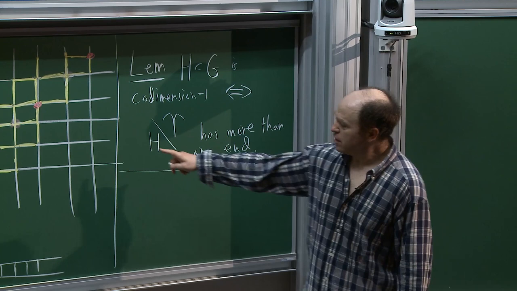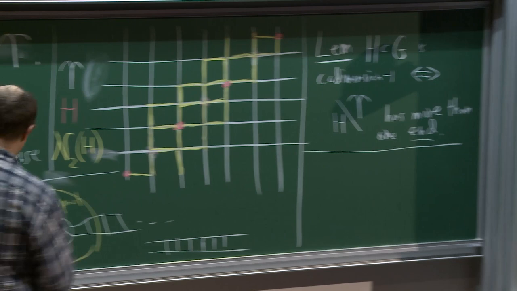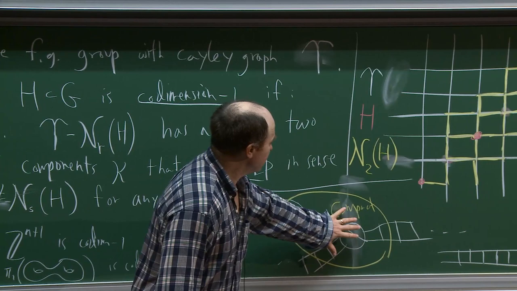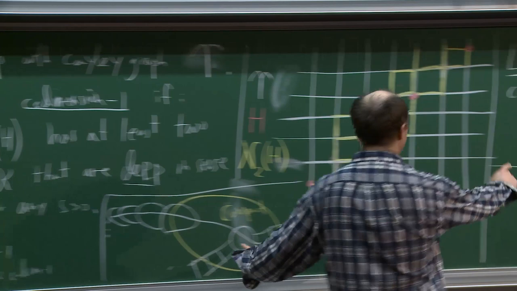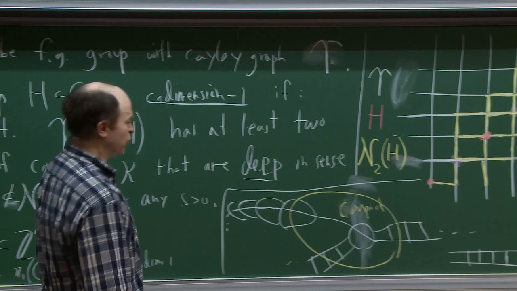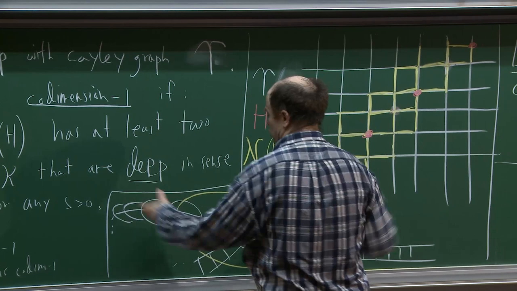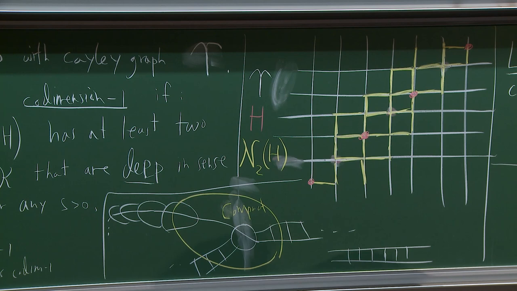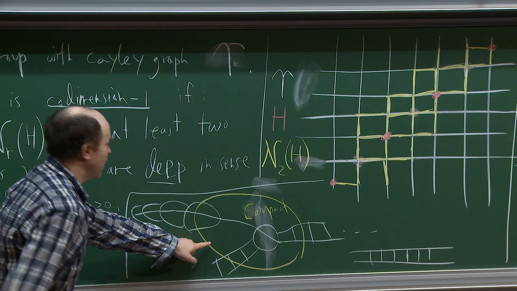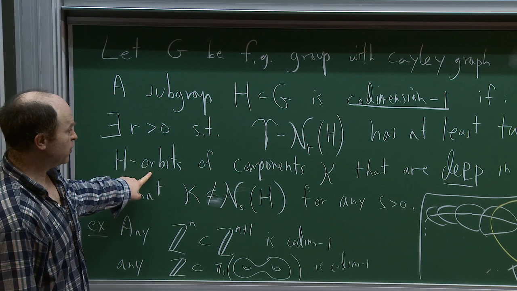So to think about this lemma, what's happening is that the neighborhood of the subgroup that you're removing is going to correspond to this compact set that you're removing from the coset diagram. This is the graph that we're interested in. We want to say that it has more than one end, so you want at least two infinite complementary components. The complementary components over here in the coset diagram are going to correspond to the H orbits of deep components that we're interested in. Okay, that's the connection to this lemma, and I think it's a much more elegant way of stating it, but maybe not always the way we think about it.